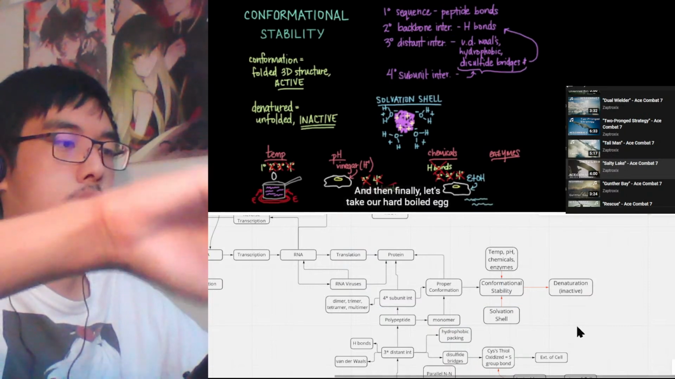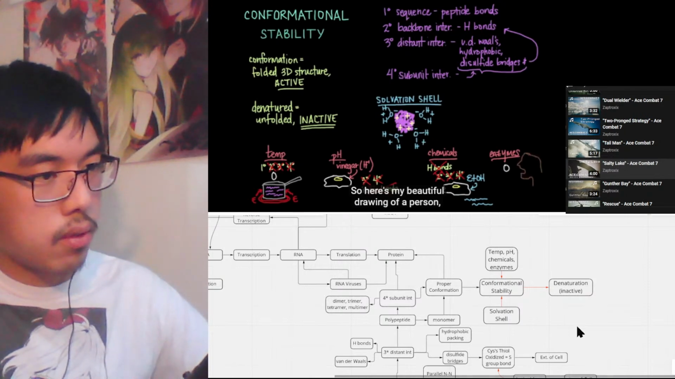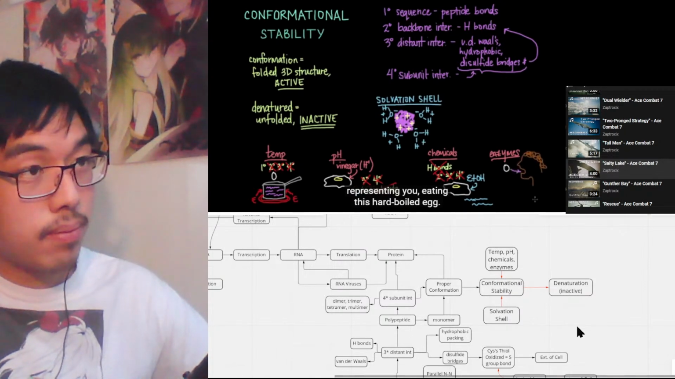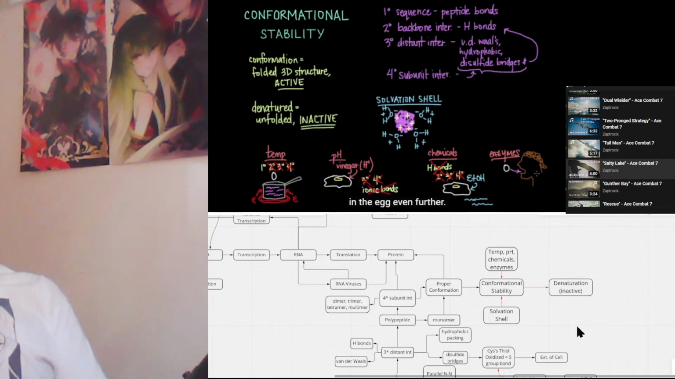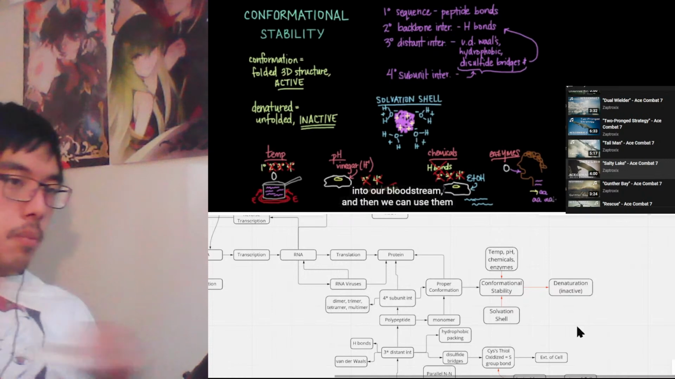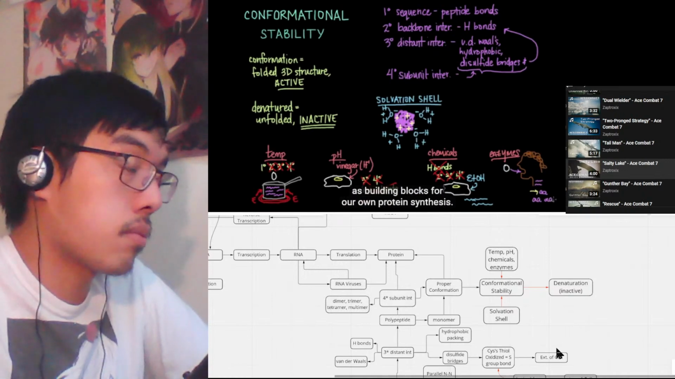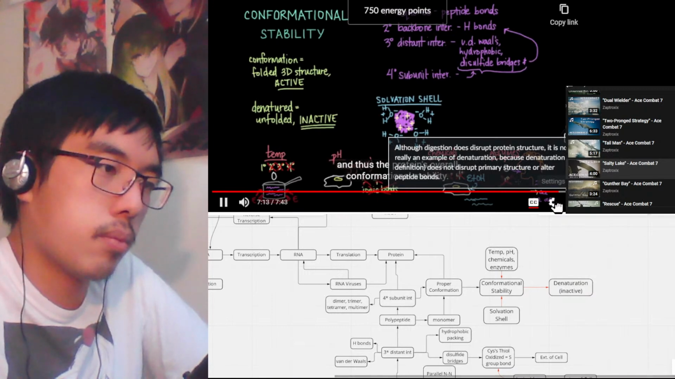Pour the vodka onto the hard-boiled egg from the temperature example, and let's eat it. So here's my beautiful drawing of a person representing you eating this hard-boiled egg. Once the egg enters our digestive tract, we have enzymes that break down the already denatured proteins in the egg even further. They take the linear polypeptide chain, whose primary structure is still intact, and they break the bonds between the individual amino acids, the peptide bonds, so that we can absorb these amino acids from our intestines into our bloodstream, and then we can use them as building blocks for our own protein synthesis. And that's how enzymes can alter a protein's primary structure, and thus the protein's overall conformational stability.